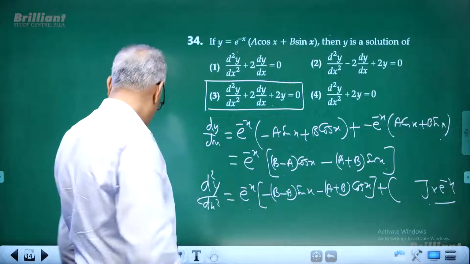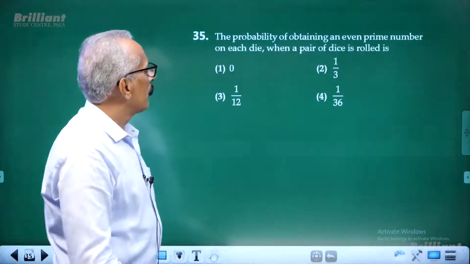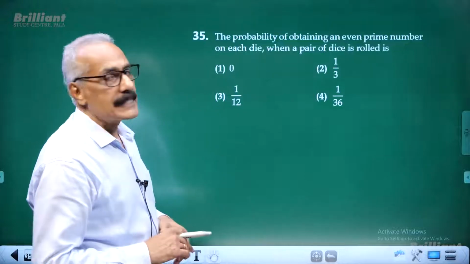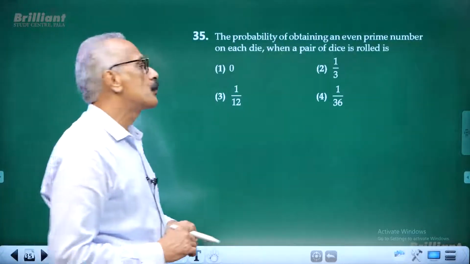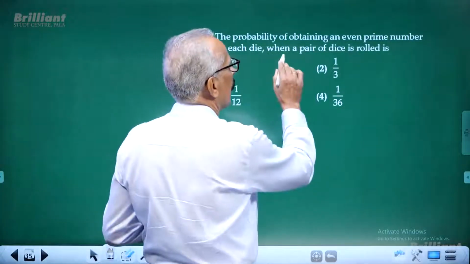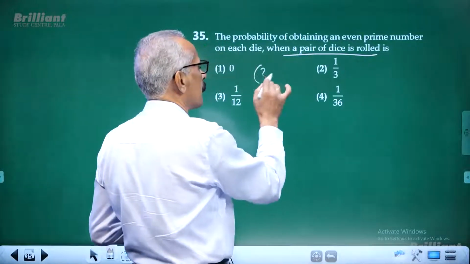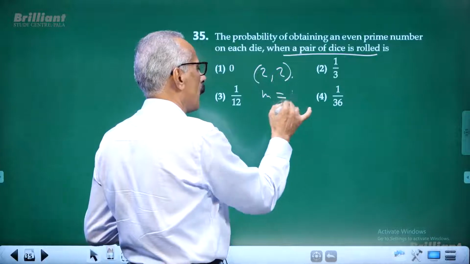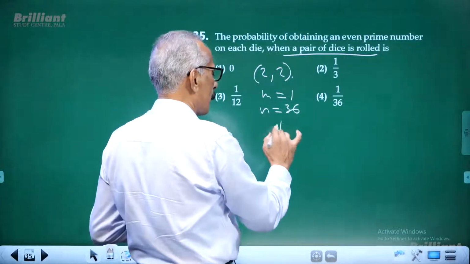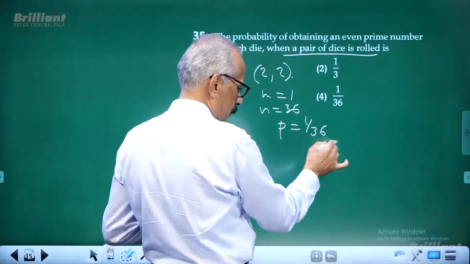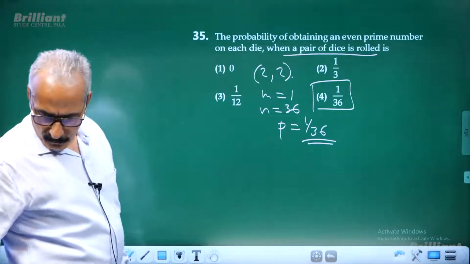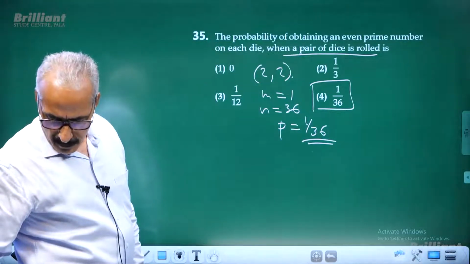Okay, that's the method. On to question number 35. The probability of obtaining an even prime number on each die. What is an even prime number? 2. On each die, when a pair of dice is rolled. That means the even prime number sample point is 2, 2 only. Therefore, m is equal to 1 and n is equal to 36. Probability will become 1 by 36. So, 1 by 36, 4 is your answer. 35, your answer is 4.